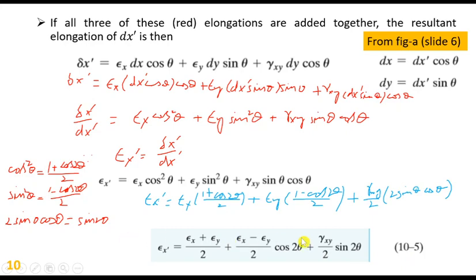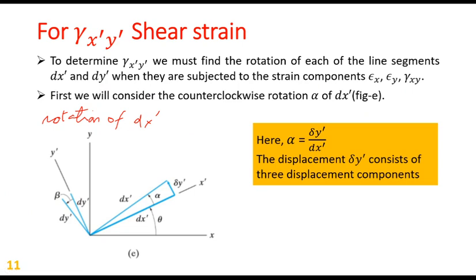And we have derived the first equation, that is for normal strain along the x prime axis, and this is equation 10.5 from R.C. Hibbeler book. So for normal strain we have done. For shear it is easy, if you have understood the previous one, it is very easy.